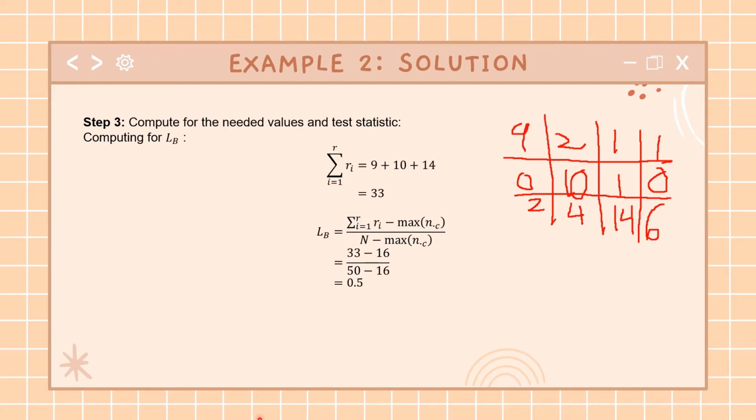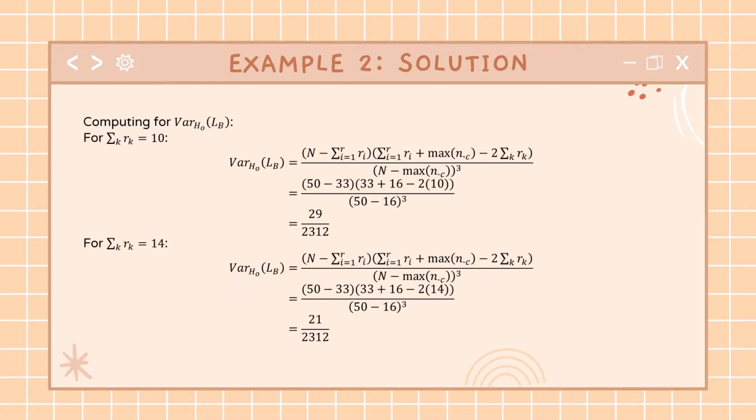So, computing, we have 33 minus the highest column total. In this case, parehas lang naman sila ng value na 16. So, okay lang. 16 lang. And n to be 50. So, we have L sub b to be 0.5. Computing for the variance, we have two cases here.